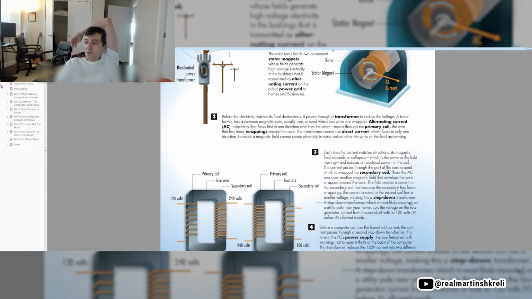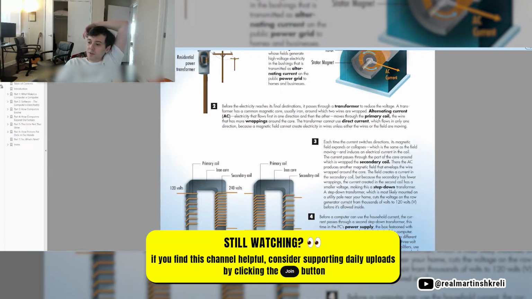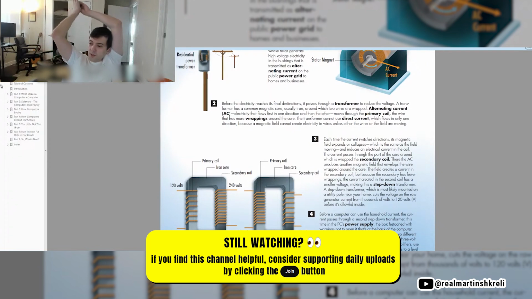A step-down transformer, which is most likely mounted on a utility pole near your home, cuts the voltage of the raw generator current from thousands of volts to 120 volts before it's allowed inside. There's a step-up transformer and there's a step-down transformer.